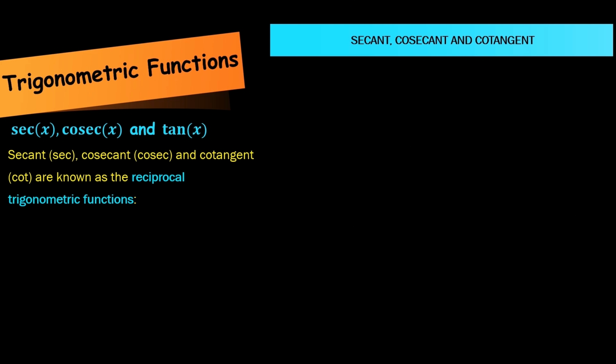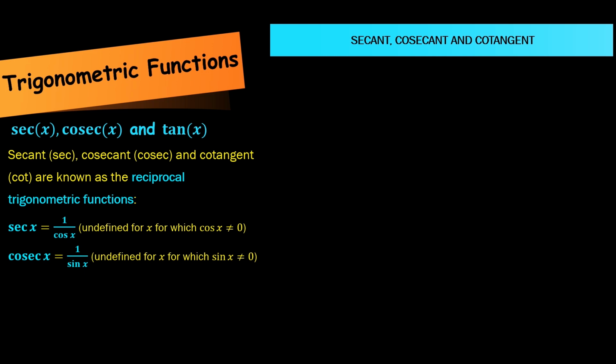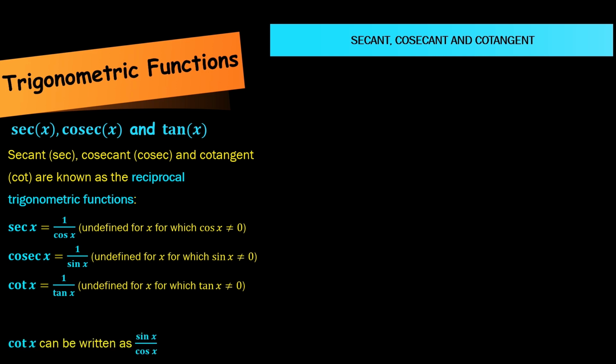Secant, cosecant and cotangent, abbreviated to sec, cosec and cot respectively, are known as the reciprocal trigonometric functions. Sec x equals 1 over cos x, cosec x equals 1 over sine x, and cot x equals 1 over tan x. It can be easily shown that cot x can also be written as cos x over sine x.